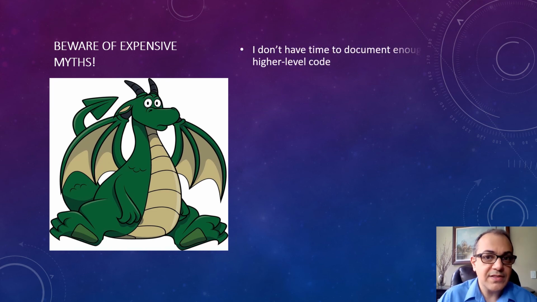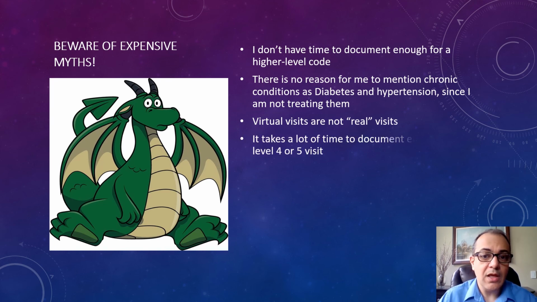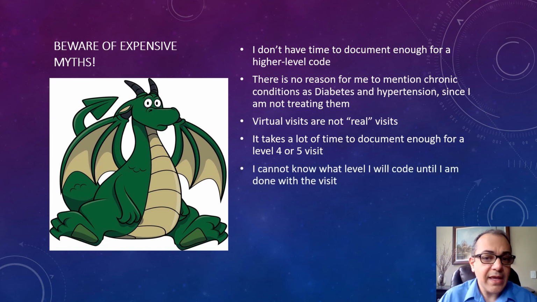For example, things like I don't have time to document enough for a higher level code, or there is no reason for me to mention chronic conditions such as diabetes and hypertension since I'm not treating them. Virtual visits are not real visits. It takes a lot of time to document enough for a level 4 or 5 visit. I cannot know what level I will code until I am done with the visit, or I will make my money in the OR anyway.